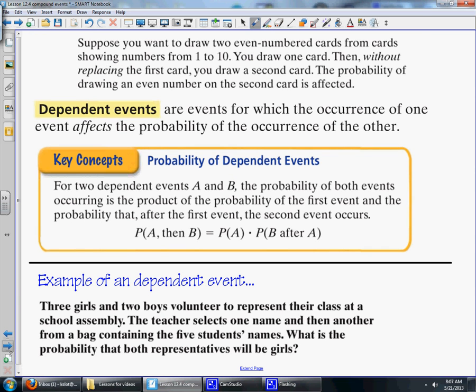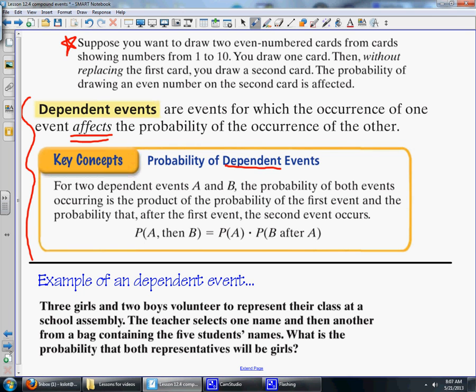Now the second problems that we're going to talk about are the probability of dependent events. And what that means is that events for which the occurrence of one event is going to affect the probability of the other event happening. So let's look at this again. Just copy this information down here in your notes. But let's look at this example here.